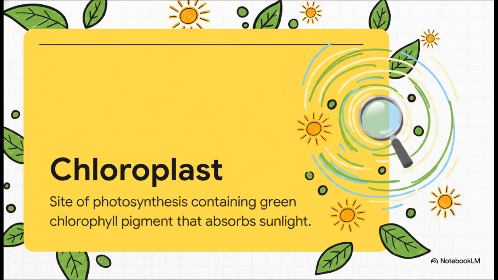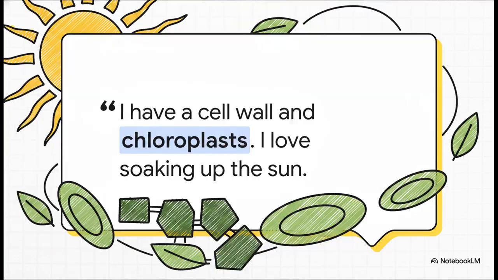Animal cells? We cannot do this. We have to go out and eat our food. Plants literally make their food out of thin air and sunshine, all thanks to the chloroplast. Our lesson material sums up the identity of the plant cell beautifully with this fun little quote. "I have a cell wall and chloroplasts. I love soaking up the sun." If you can remember that quote, you've pretty much mastered the major differences. A sturdy cell wall for support and solar-powered chloroplasts for food. It is such an elegant, self-sustaining microscopic system.